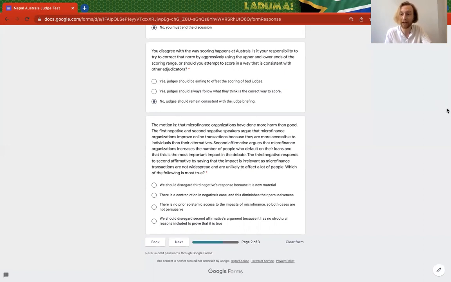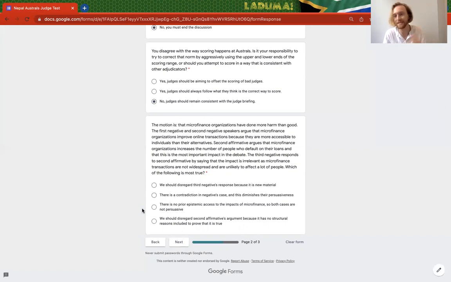Last question is about bits of responses or different parts of points that contradict each other. I encourage you not to overreact to contradictions, but you should nonetheless be very, very aware of them. You wouldn't disregard the negative response merely because it is new material. You can bring new responses as a third speaker. The third answer is just gibberish, right? I don't even know what that means.